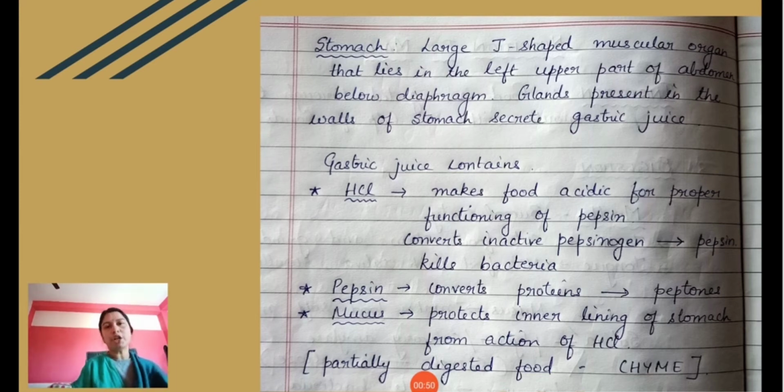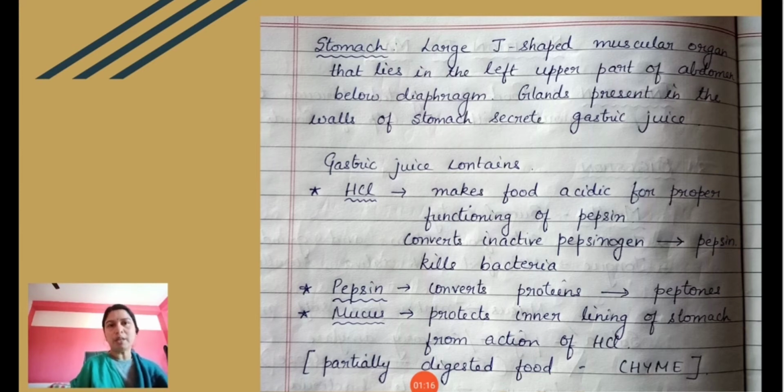So what is the function of HCl? It makes the food acidic. The food which enters the stomach is now acidic in nature. Only when it makes the food acidic will the next component, which is pepsin, be able to function. So HCl makes the food acidic, and then it also helps in converting pepsinogen into pepsin.